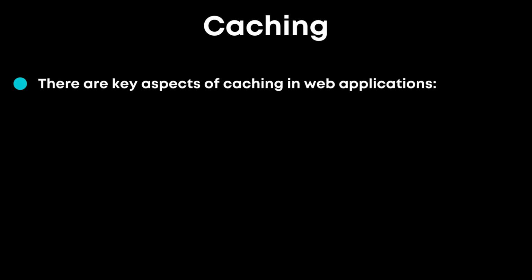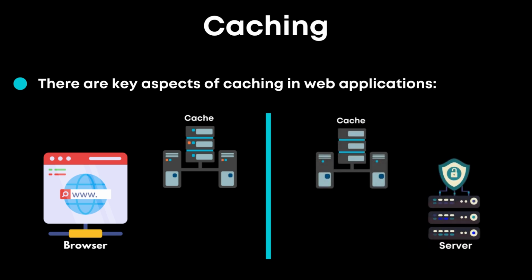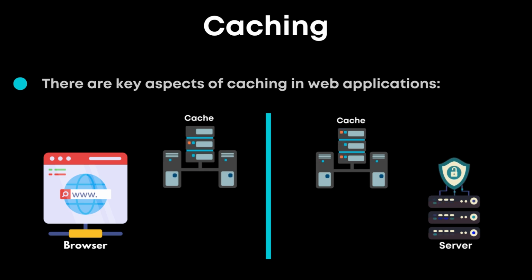But there are key aspects of caching in web applications. First is the browser caching. The user's web browser stores local copies of web pages, images, and other resources. When revisiting a website, the browser can load these resources from its cache instead of downloading them again. Second is the server-side caching. The web server stores pre-computed results or frequently accessed data. This reduces the need to process the same request or query the database repeatedly.